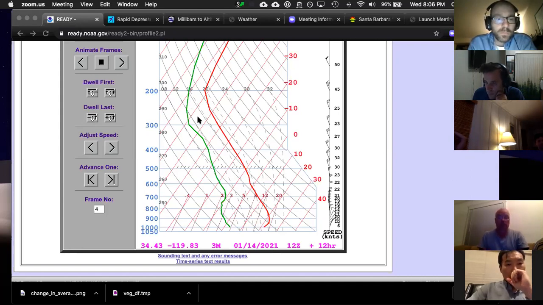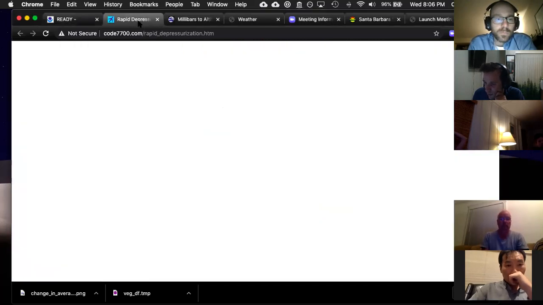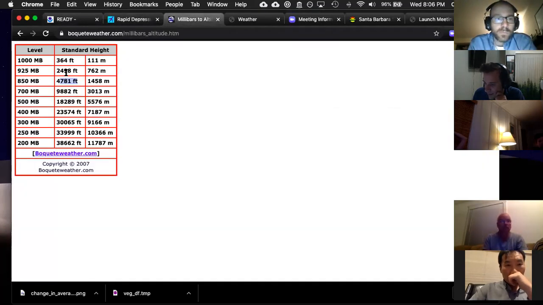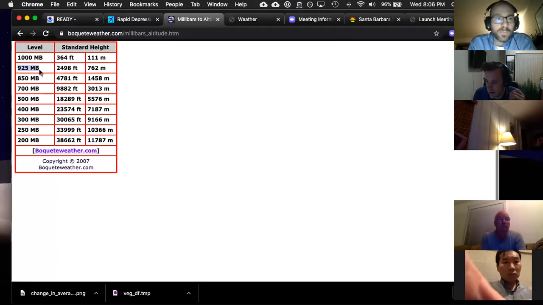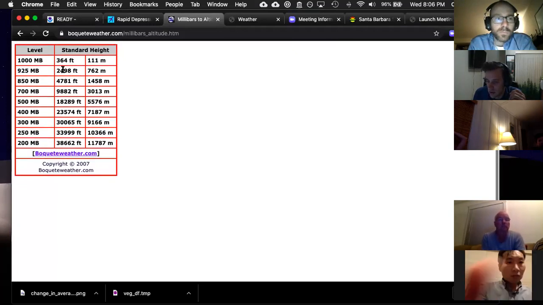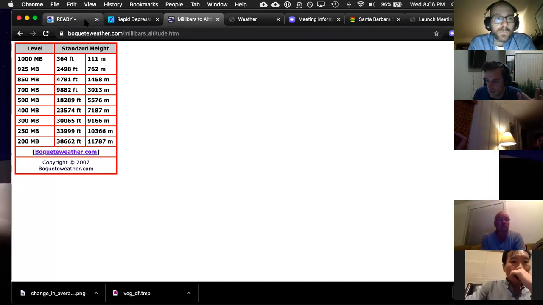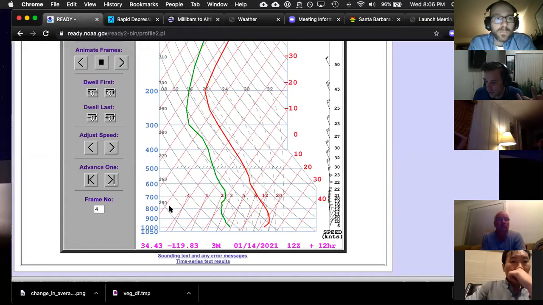To think that the day is actually the entire diagram, but the reality is what we're looking at is just that little section at the bottom, right? Right, yeah, so keep in mind here that this changes, but if we talk about standard height here, 925 millibars is 2,500 feet. So essentially 3,000 feet is right here. And so if we zoom in on this, the entire profile is completely stable for the most part.